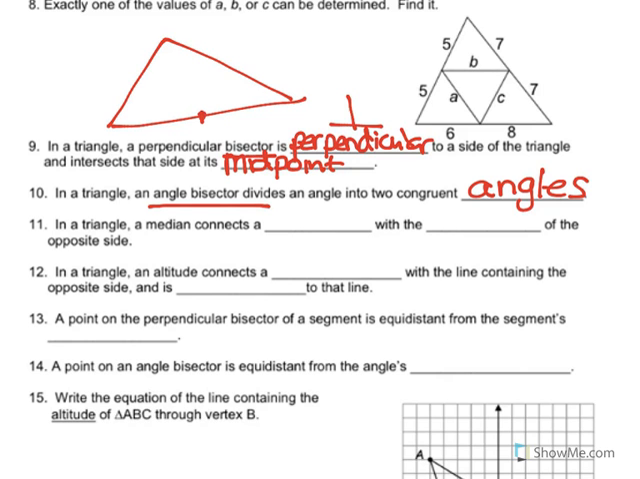In a triangle, a median connects a, let's think about it, what's a median? We got a midpoint and it goes up to a vertex. Doesn't matter if it's perpendicular or not. And so a median connects a vertex with the midpoint of the opposite side.